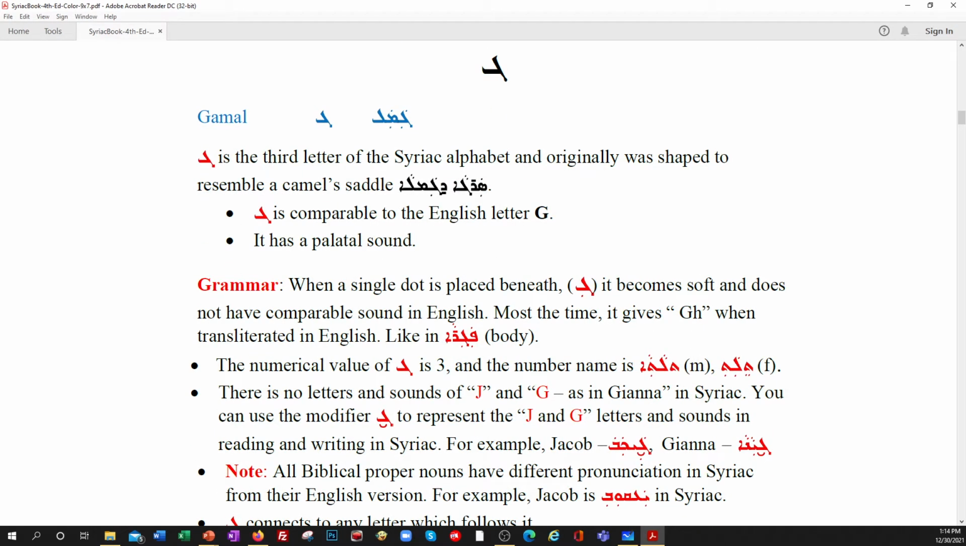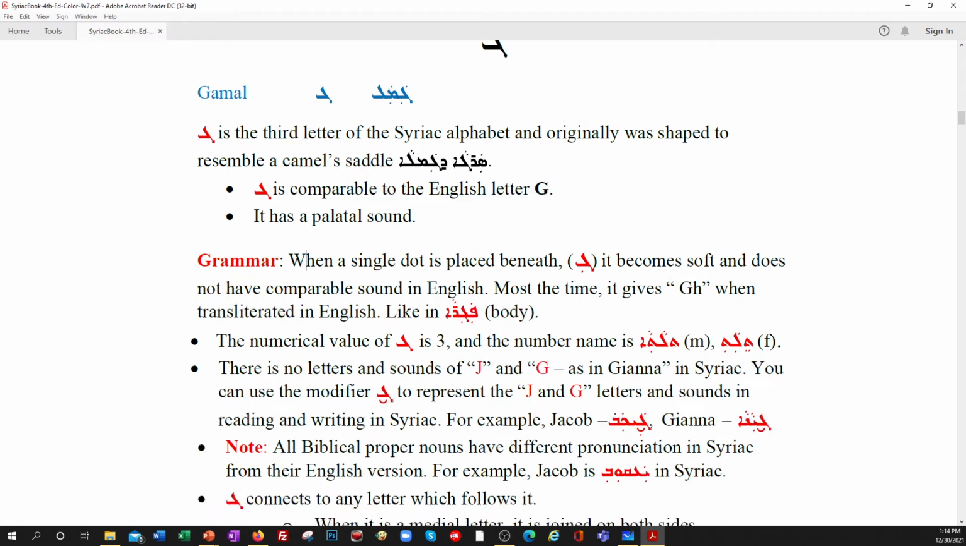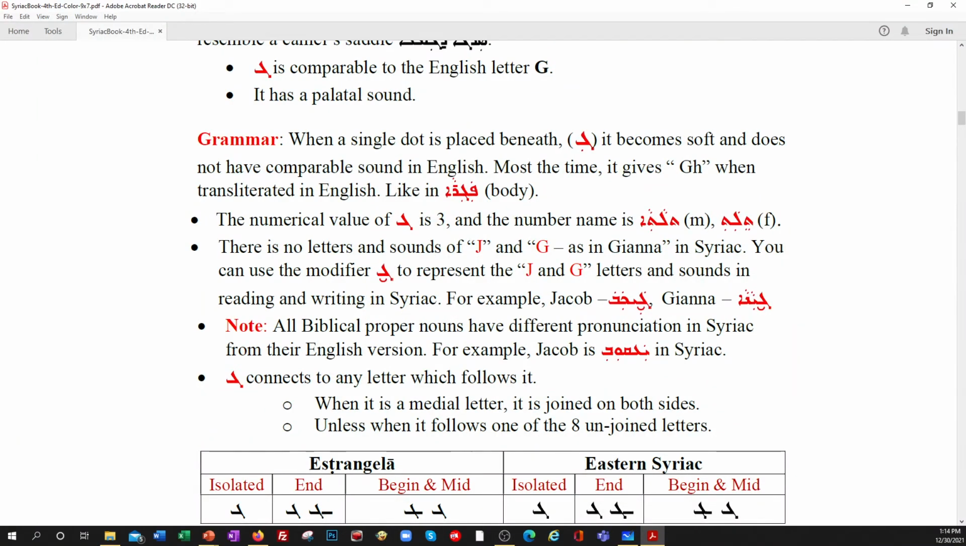Gamal is the third letter, and is a G in English. And we have one grammar here for Gamal. Remember that some letters have a grammar, so we need to know all these grammars to improve our reading. When a single dot is placed beneath the letter Gamal, like this one here, it becomes soft and does not have a compatible sound in English. Most of the time it gives GH when writing it as an English word. The sound of this one is R.